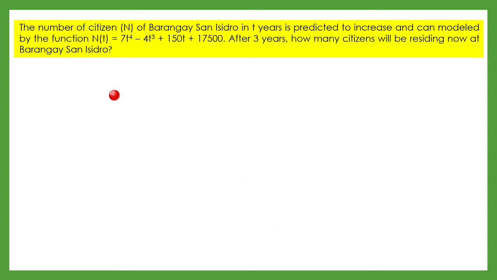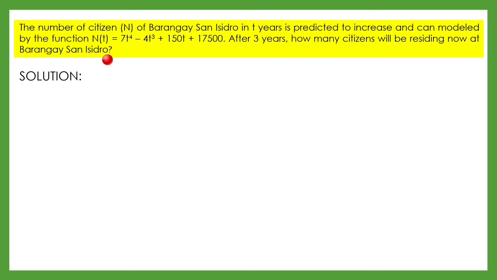Our next problem is: the number of citizens N of Barangay San Isidro in T years is predicted to increase and can be modeled by the function N of T equals 7T raised to the 4th power minus 4T cubed plus 150T plus 17,500. After 3 years, how many citizens will be residing now at Barangay San Isidro?